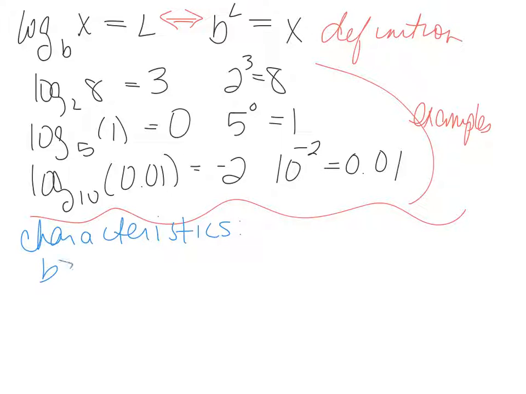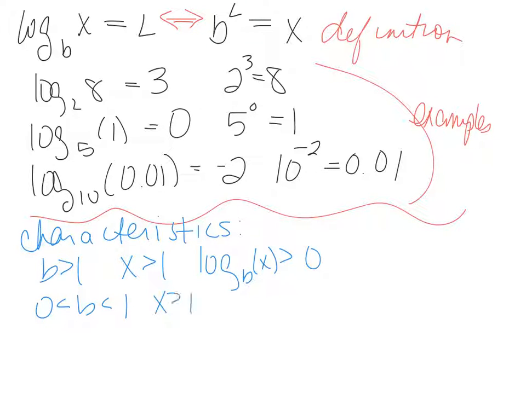So we have, if b is greater than 1 and x is greater than 1, then log base b of x is going to be greater than 0. Our base is greater than 1, our x is greater than 1, so log base b of x will be greater than 0. How about if b is in between 0 and 1 and x is greater than 1? Well, that just means that log base b of x will be less than 0. These are the two characteristics that we are going to see, right?